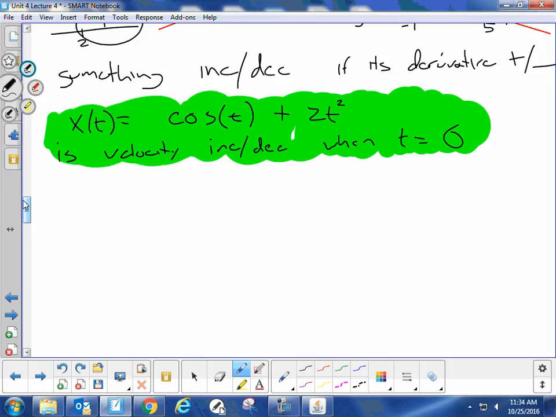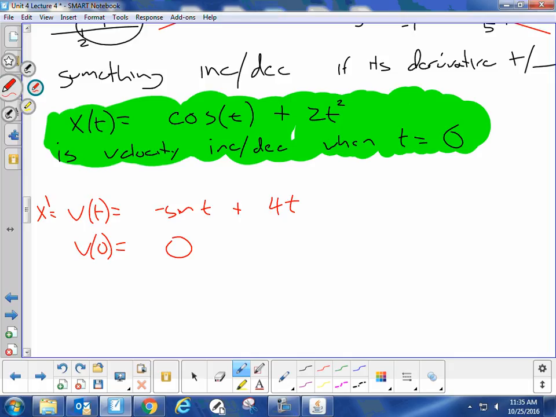A lot of people trip up on this problem because they find the velocity function, which they know is the derivative of position, and they say it's negative sine t plus 4t. And then they go ahead and find the velocity at 0, and they say it's 0. They say, well, the velocity is 0, it's at rest, so we're neither increasing nor decreasing.